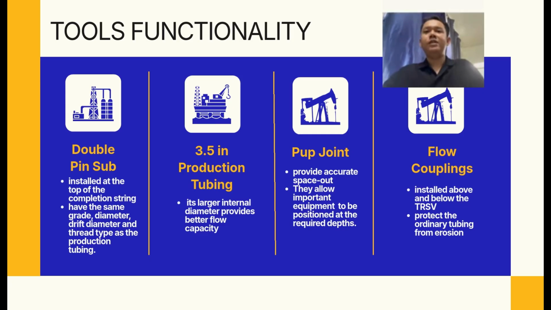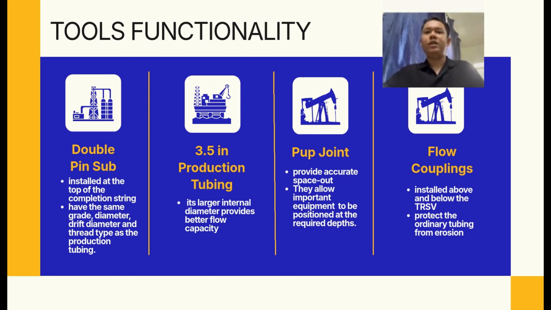The first selected tool is the double pin sub. It is installed at the top of the completion string to connect the uppermost tubing joint to the tubing hanger. It must have the same grade, diameter, drift diameter and thread type as the production tubing. The main flow conduit is a 3.5 inch production tubing string.